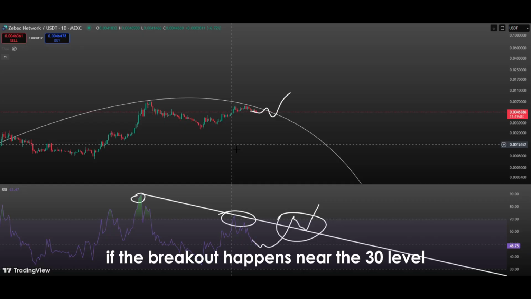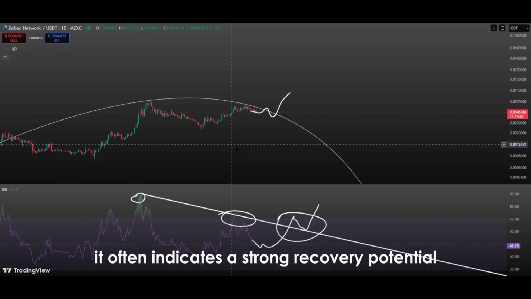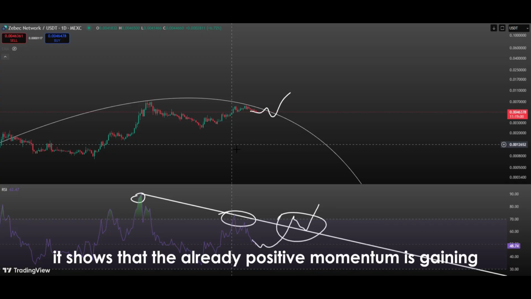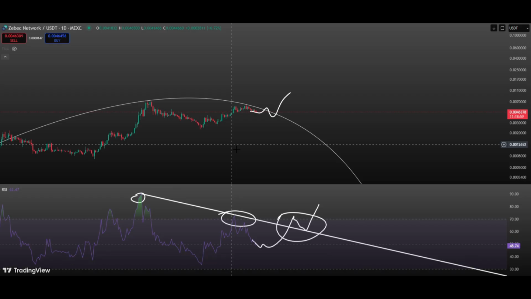In addition, the level at which the RSI breakout occurs is also important. If the breakout happens near the 30 level in the oversold zone, it often indicates a strong recovery potential because the market is oversold and sellers are starting to lose strength. On the other hand, if the breakout occurs above the 50 level, it shows that the already positive momentum is gaining even more strength and the rise is likely to continue.